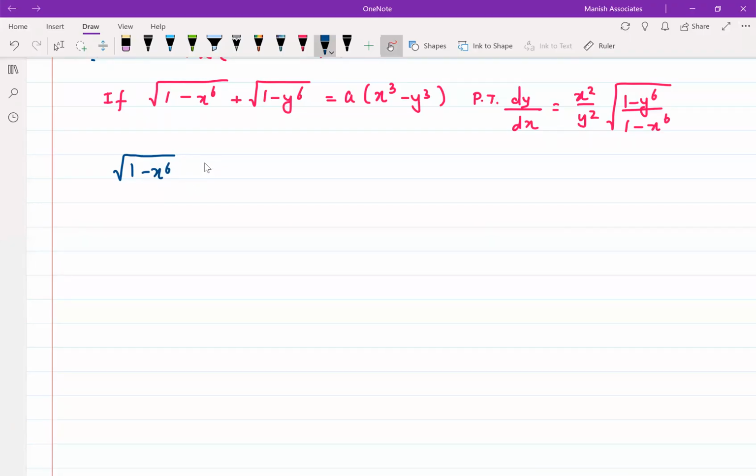This is a very, very nice example which you're seeing on the screen, okay? I'm starting this example. Root of 1 minus y raised to 6 is equal to a times. Okay? हम एक और काम कर सकते हैं. हम क्या कर सकते हैं? I'll share with you. I will write this in this fashion.